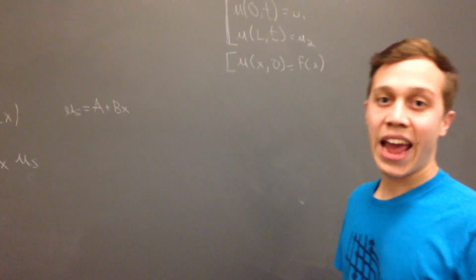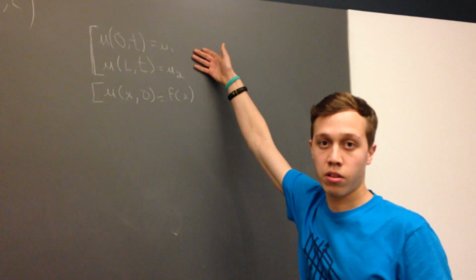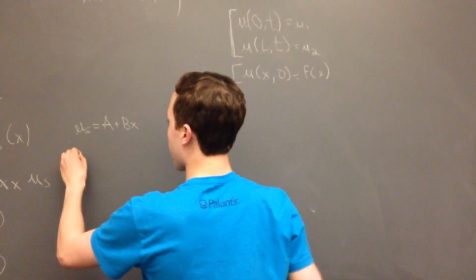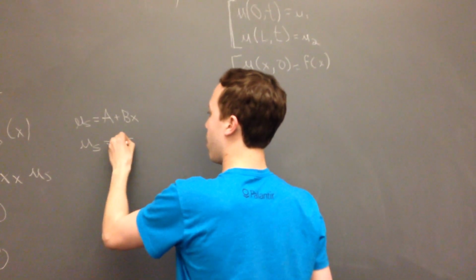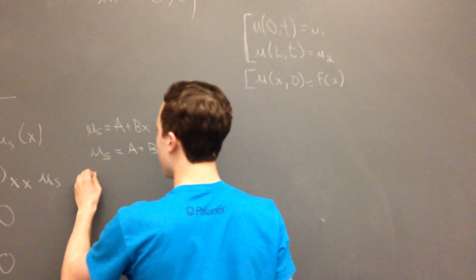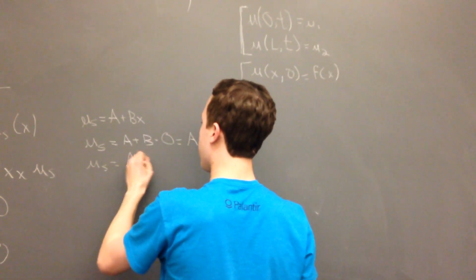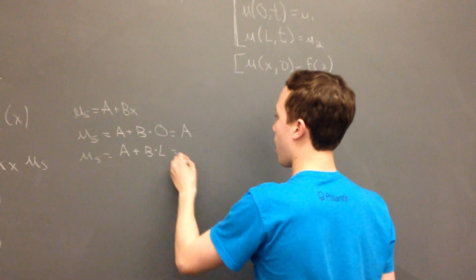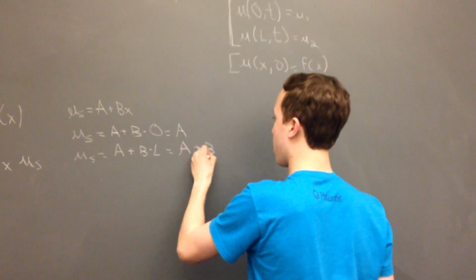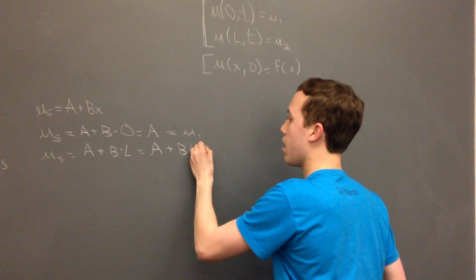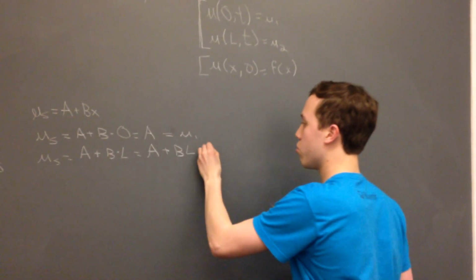So how are we going to find these a's and b's? Well, we know that our U sub s also works for the 2 boundary values. So let's plug those in and see what we get. Let's start with x equals 0. U sub s equals a plus b times 0, which gives us a. Okay? U sub s at x equals L equals a plus b times L, which is a plus bL. So now we know that U sub s at x equals 0 is equal to U1, and at x equals L is equal to U2.